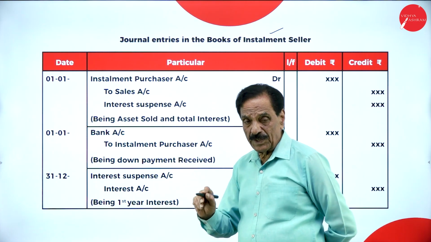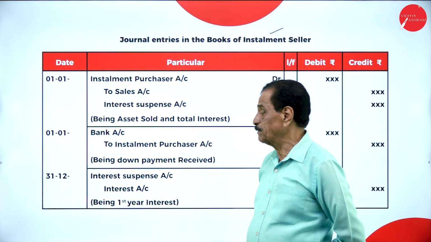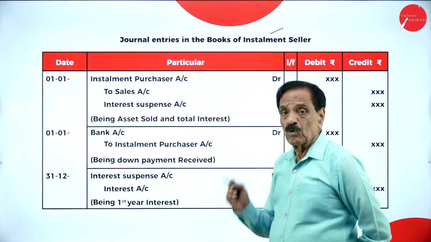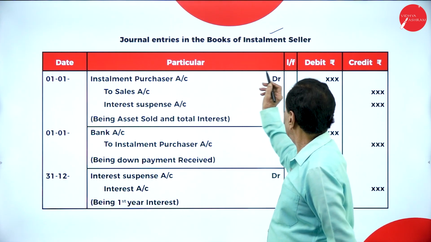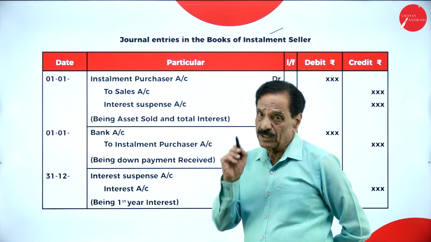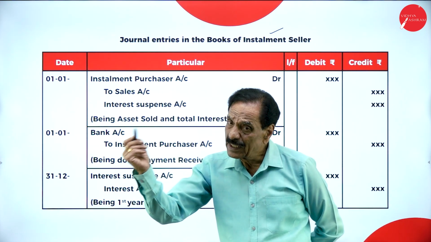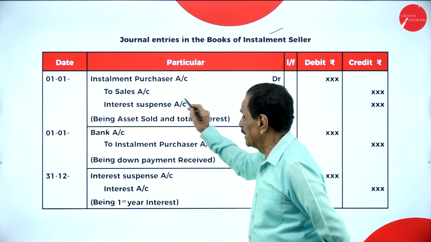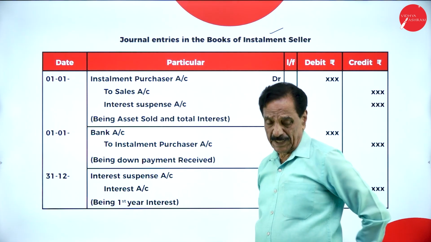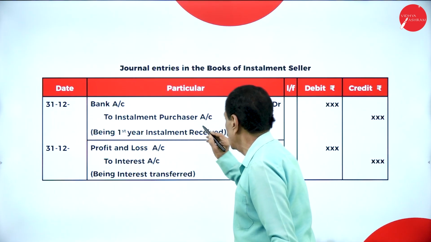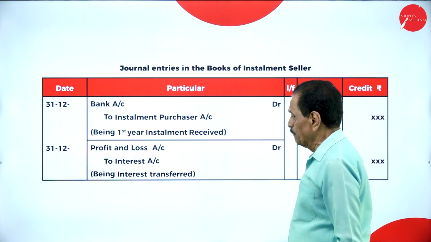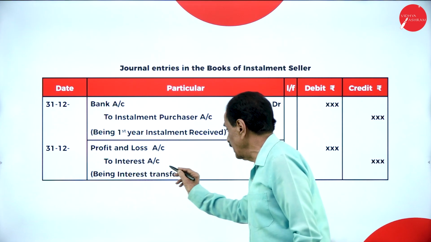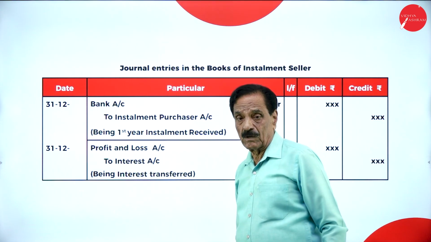So the first year interest is transferred from the interest suspense account: interest suspense account debit to interest account. Who has to receive the interest? The seller has to receive the interest. Interest is a nominal account: debit the losses, credit the gains. Who has to pay that? It is under the suspense account. Credited becomes the debit entry. Now, bank account debit to installment purchaser account, being first year installment, then the transfer entry, profit and loss account debit to interest account.